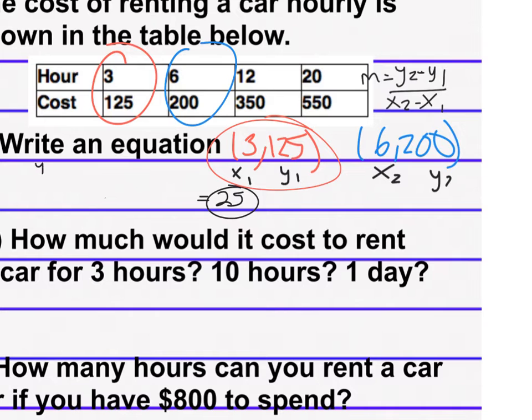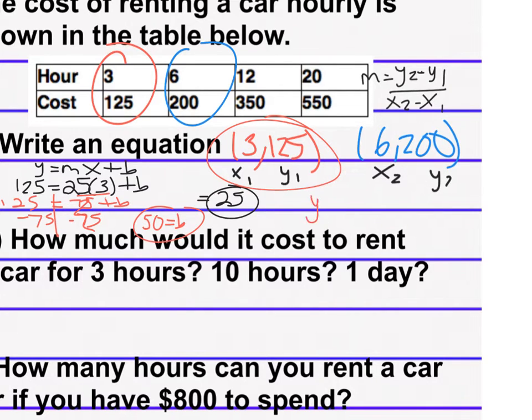So I have y equals mx plus b. I'm using the point (3, 125). So 125 is my y, 25 is my m, 3 is my x, plus b. 25 times 3 is 75. To solve, I subtract 75, subtract 75. 125 minus 75 is 50. So my answer: y equals 25x plus 50.